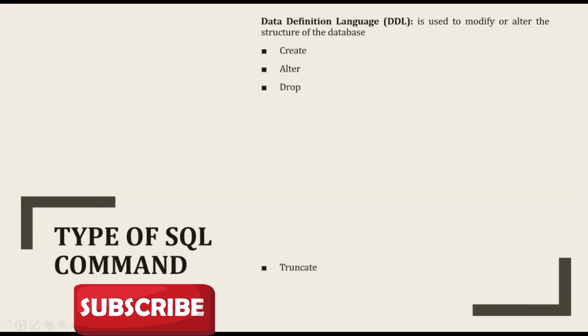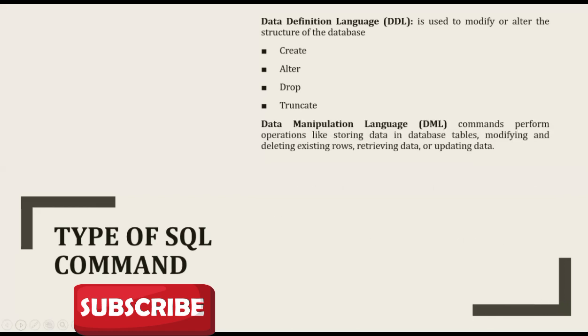All right. So the next thing, you can truncate. Truncate is also like cutting or reducing the size of something. Then the next one is data manipulation language. These commands perform operations like storing data in database tables, modifying and deleting existing rows, retrieving data, or updating data.